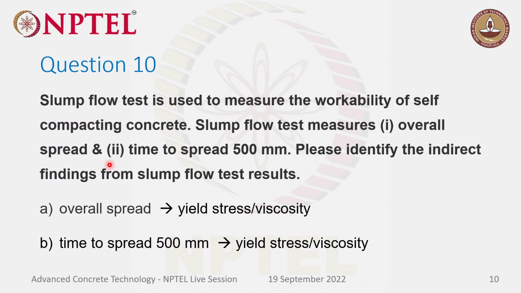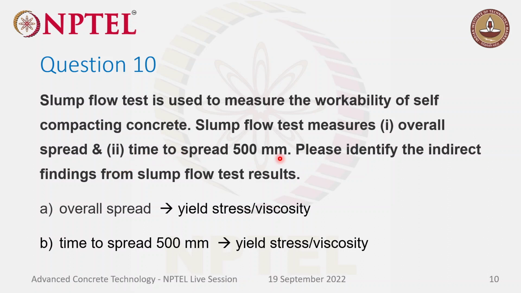One is the overall spread. Once you fill the slump cone with flowable concrete, we measure the overall spread, how much it will spread. Usually self-compacting concretes will spread from 700 to 800 mm. A high flow self-compacting concrete can spread even up to 800 mm. And the other is the time to spread 500 mm.